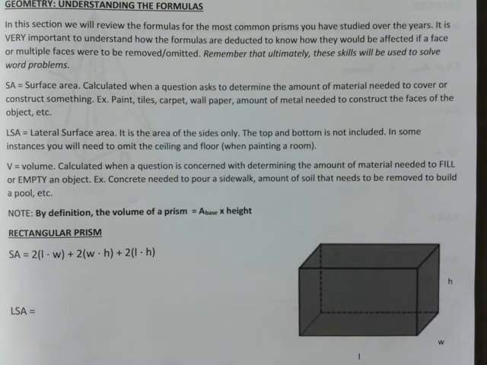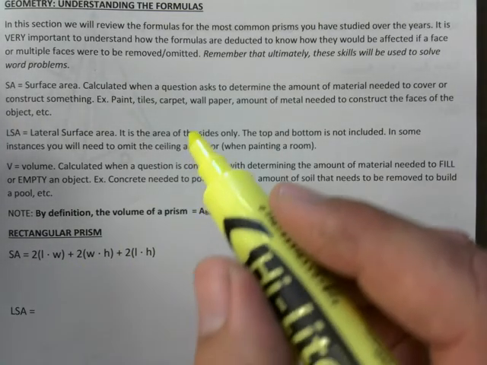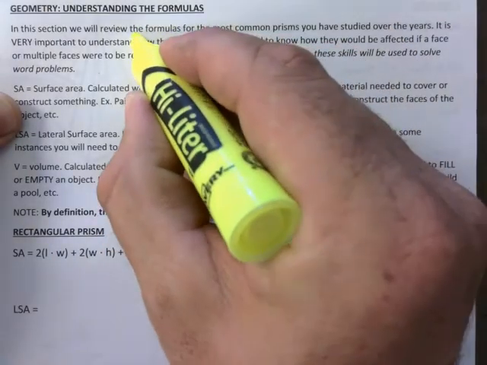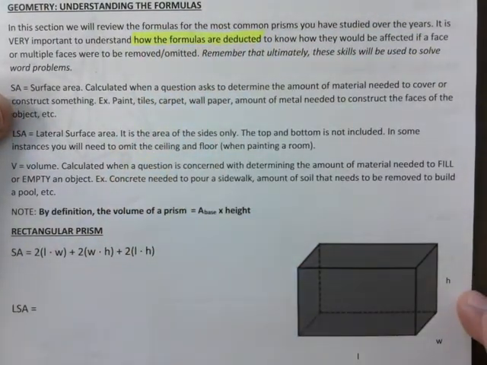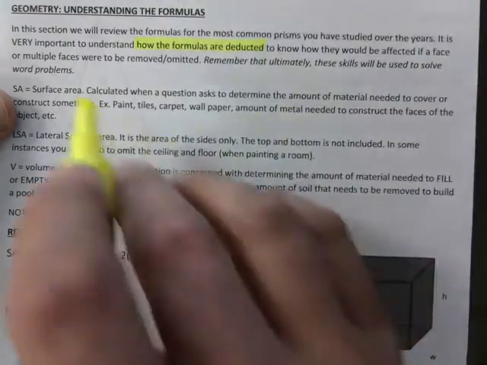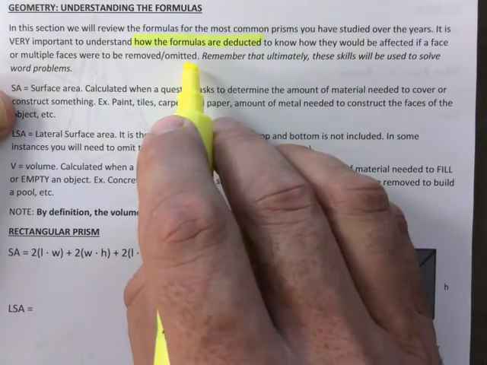Okay? You ready? In this section, we will review the formulas of the most common prisms. Right? It is very important to understand how the formulas are deduced. Right? I will make sure you know. And how they would be affected if a face or multiple faces were to be removed or omitted.